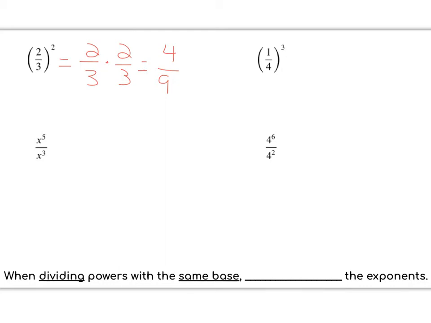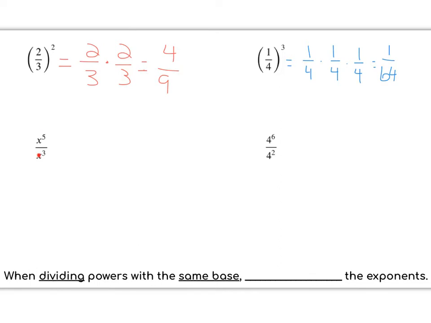So 1/4 cubed, remember when you cube something, that's 1/4 times 1/4 times 1/4. You multiply all your numerators. 1 times 1 times 1 is 1. And you multiply all your denominators. 4 times 4 times 4 is 64. So when you raise a fraction to a power, you just rewrite it that many times and multiply. Okay? Now, let's look at dividing with the same base.